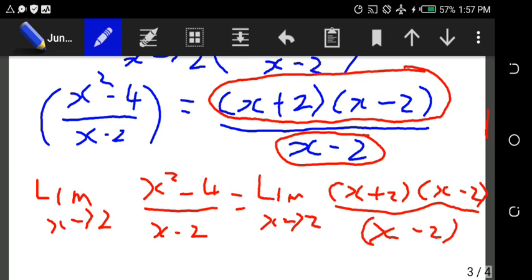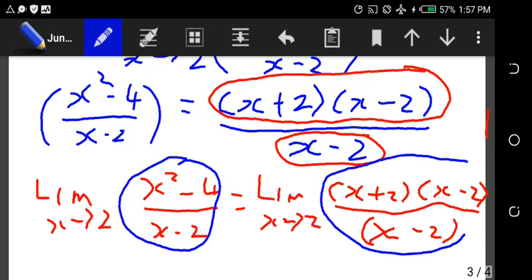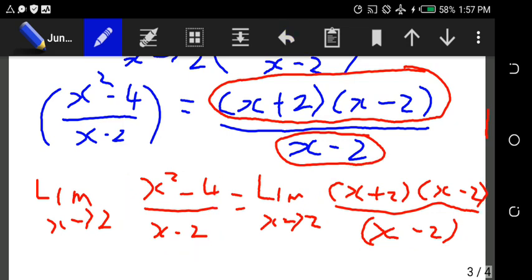So this function that we have here is equivalent to this function that we have here. So x squared minus 4 over x minus 2 is the same as saying x plus 2 in bracket, then x minus 2 in bracket all over x minus 2. And we can go ahead and simplify. In other words, we can cancel this, we can cancel this.